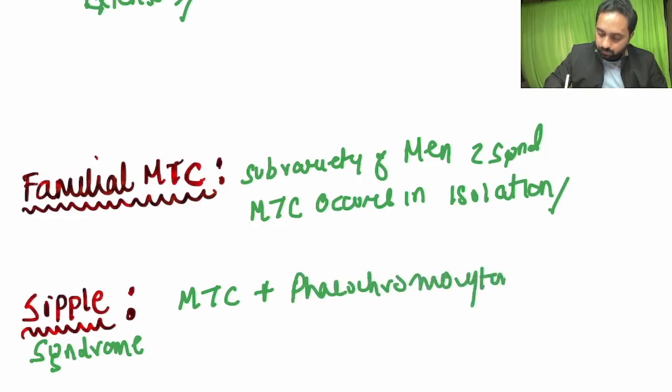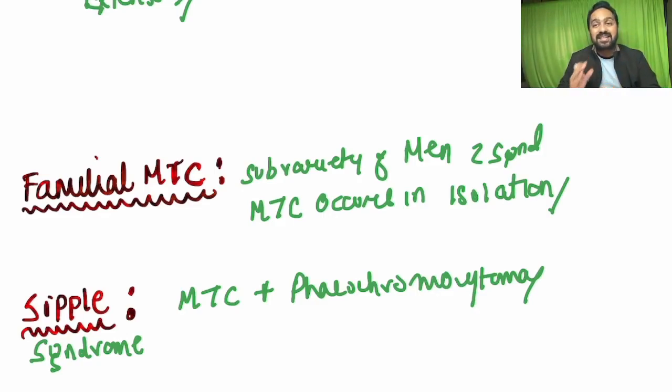Pheochromocytoma. Right. So please remember, you might get an MCQ like: Sipple syndrome consists of option A, medullary thyroid carcinoma, option B, pheochromocytoma, option C, both, option D, none, or there could be a lot of permutations and combinations. So please, this is a direct one-liner of Sipple syndrome.